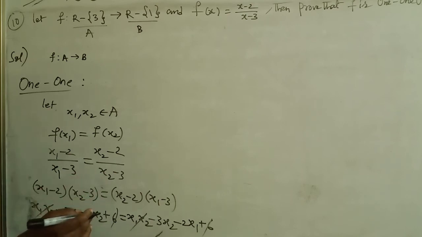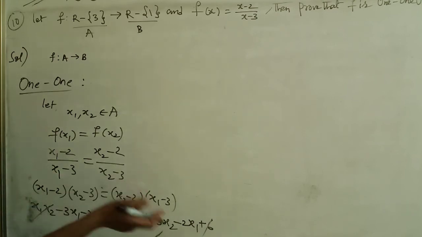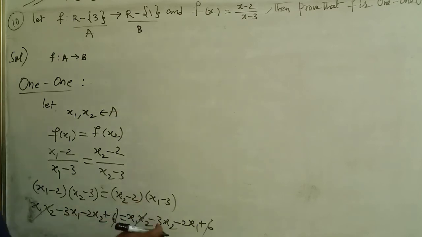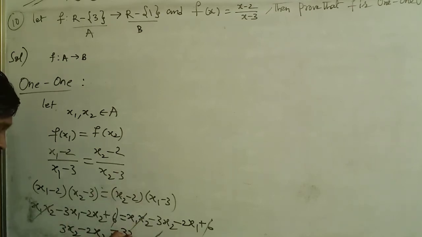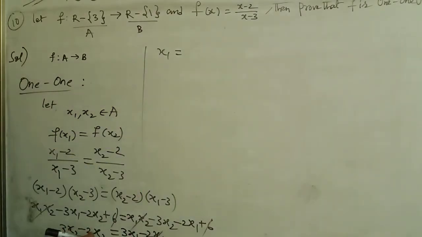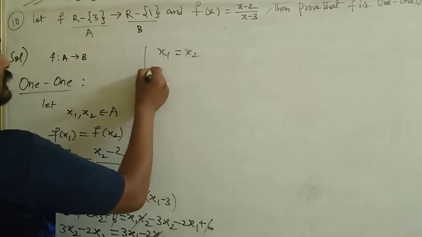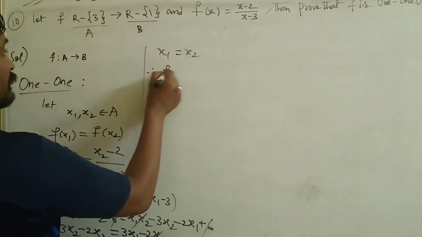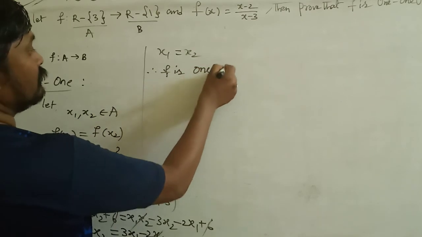Nothing more is possible to cancel, so x1 terms on one side, x2 terms on the other side. Minus 3x1 stays on this side, minus 3x2 goes to the other side. So minus 3x2 comes to here as plus 3x2. Here minus 2x2 is there. And minus 3x1 goes to that side as plus 3x1 minus 2x1. So 3x1 minus 2x1 is nothing but x1, equal to 3x2 minus 2x2, which is nothing but x2. Therefore this f is one to one.